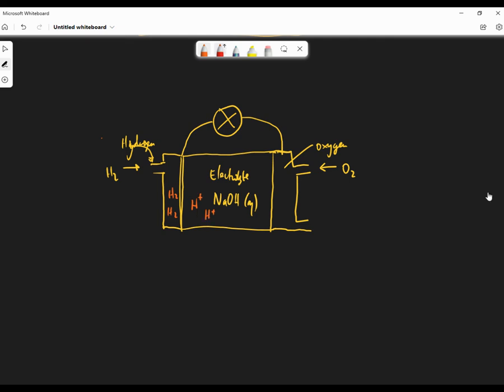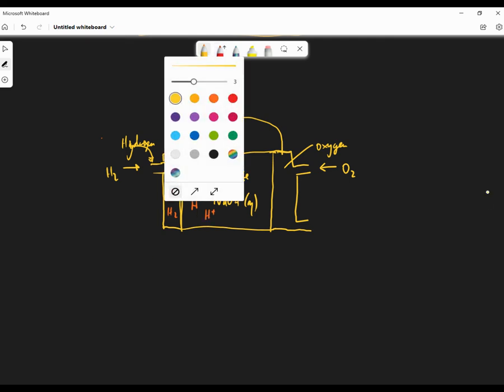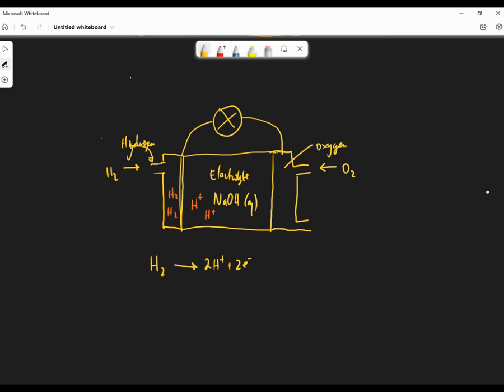Now what's the reaction there then? Let's have a look. It starts off as H2 and it forms 2H+ plus 2 electrons. So the hydrogen loses electrons, and the electrons build up and they flow through here. So these are electrons. When they get to this side, the oxygen grabs the electrons.